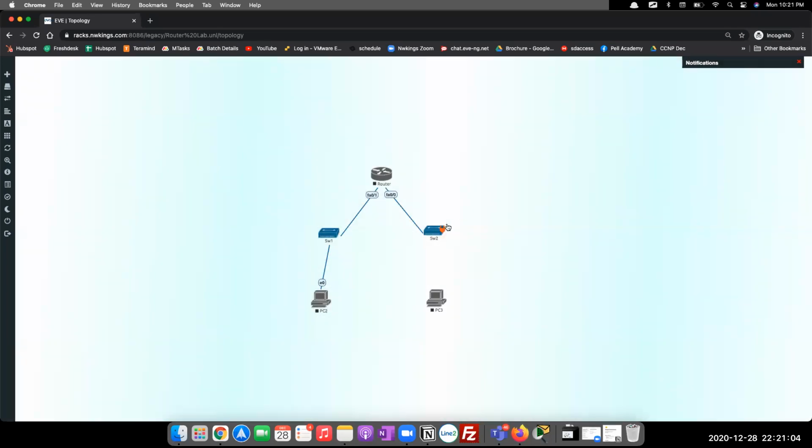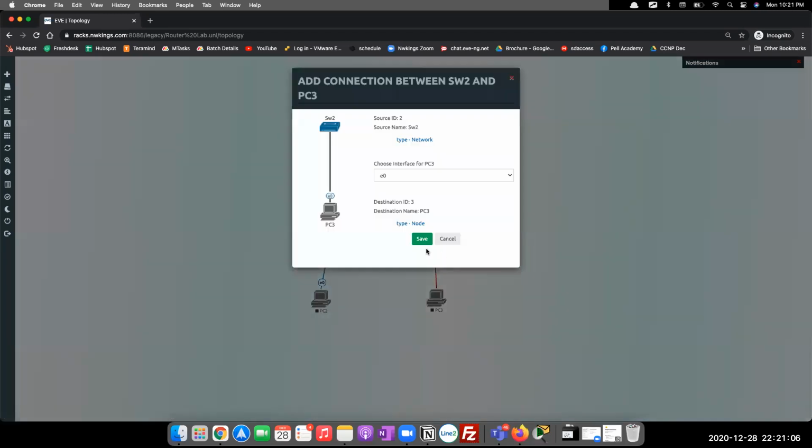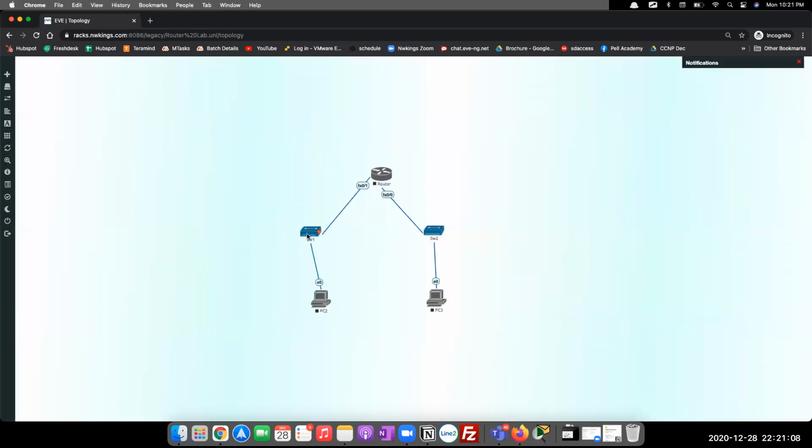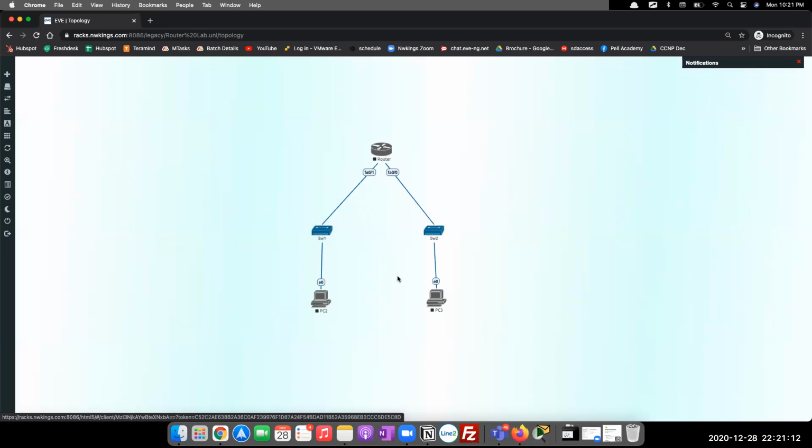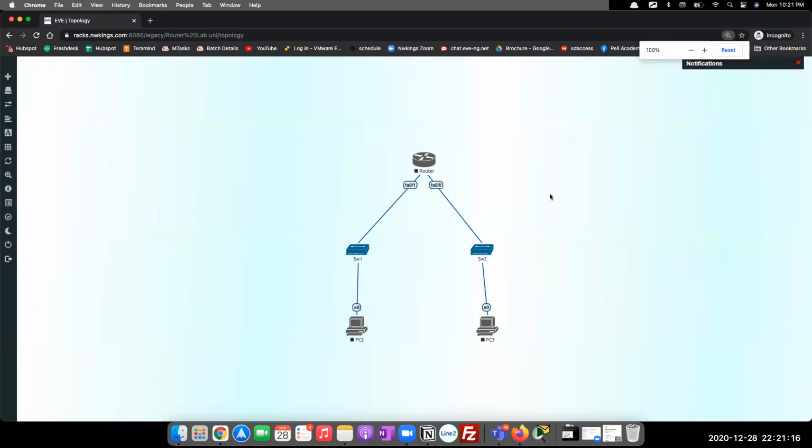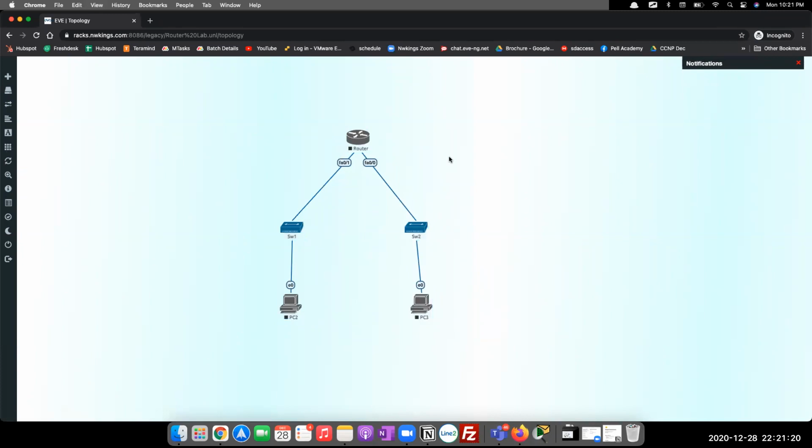So the same lab you can do in your lab access, like this. Okay. So this is the lab.